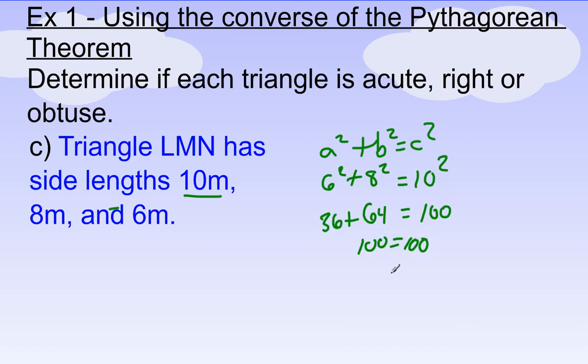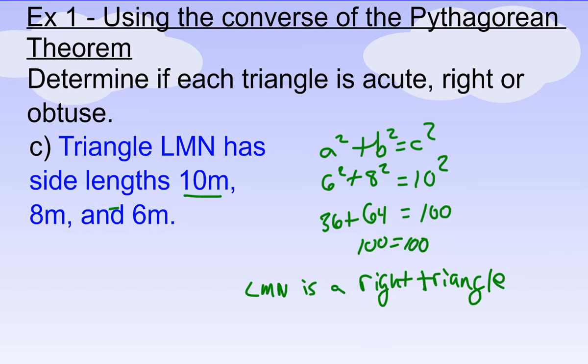That is 100, which means this is also a right triangle. It's a right triangle because this worked out. A squared plus B squared was equal to C squared. That's what the Pythagorean theorem says works for right triangles. You can say LMN is a right triangle.